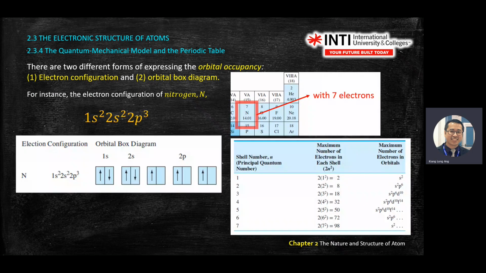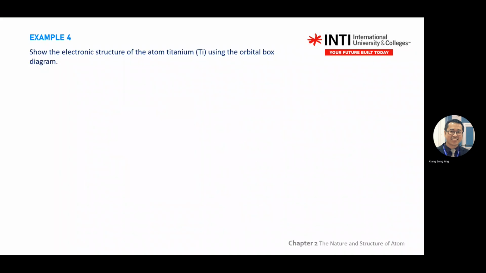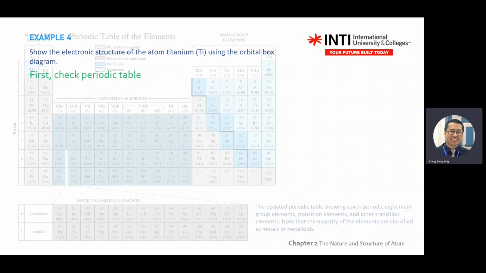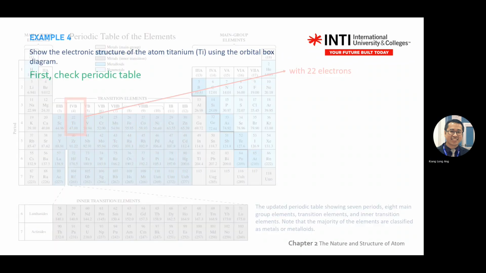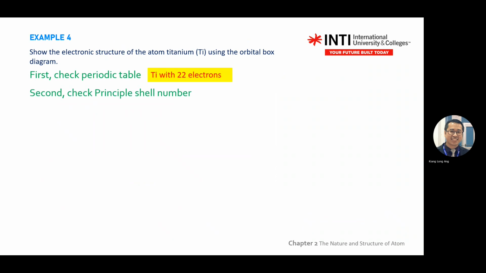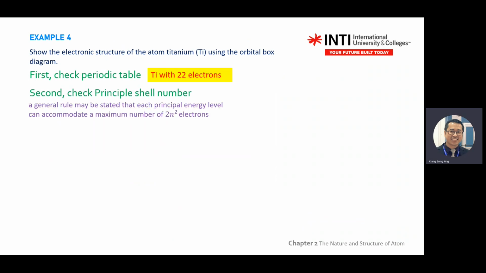I'll show you the answer. So again, check the periodic table, titanium has 22 electrons. Then you check with the principal shell number. The maximum electrons, you should get 32 because n equals 4, based on the periodic table.